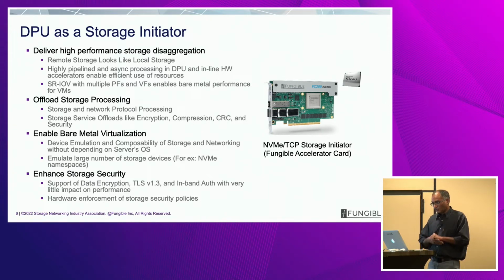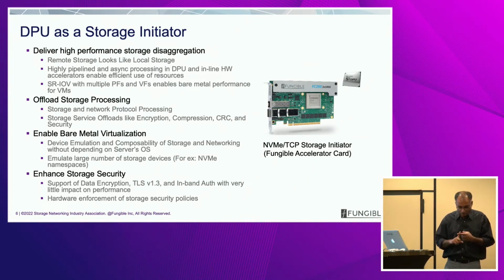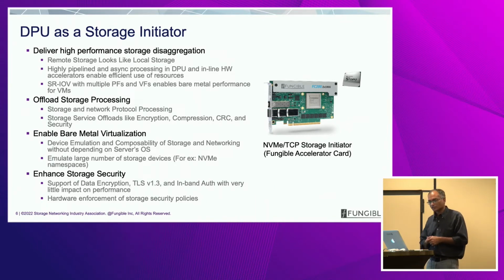And then the security, last but not least, right? This is one of the important drivers for the DPU, the storage security, which is very important. You need encryption for data at rest as well as data in flight. We support inline encryption, and we also support TLS v1.3 and in-band authentication, with very little impact on performance because of the inline accelerations we have. And then you need hardware enforcement of storage security policies, which may require deep packet inspection, and all of this can be done within the DPU.